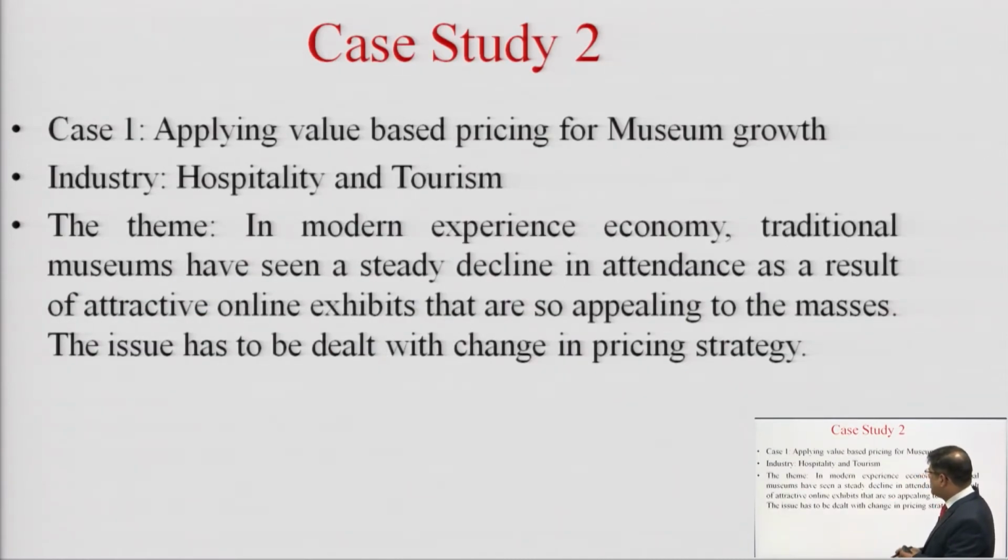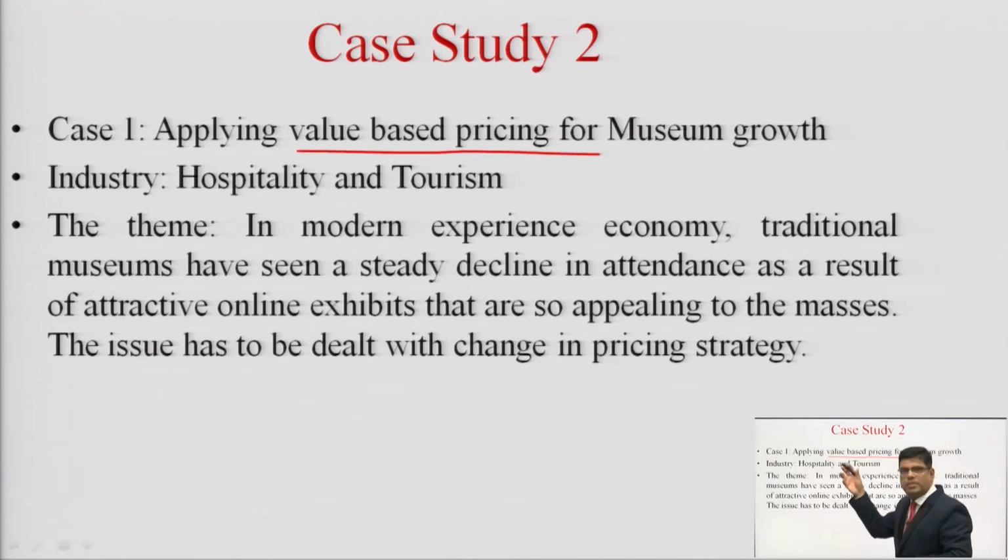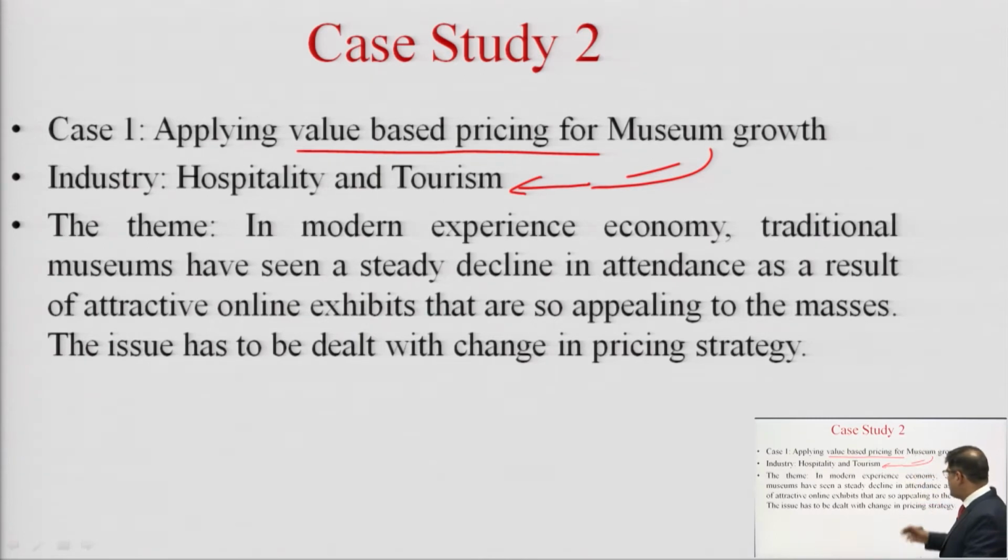We move on to case study 2. Case study 2 talks about applying value based pricing for museum growth. Now, let us talk about this. We know what value based pricing means. Value based pricing means the pricing which is basically tracking the consumer's demand. So, value based pricing is the pricing which is based on consumers' demand and how the consumers perceive the value of that product. The industry that we are talking about is hospitality and tourism, because a museum comes in this industry, and the theme of the case is the modern experience economy.